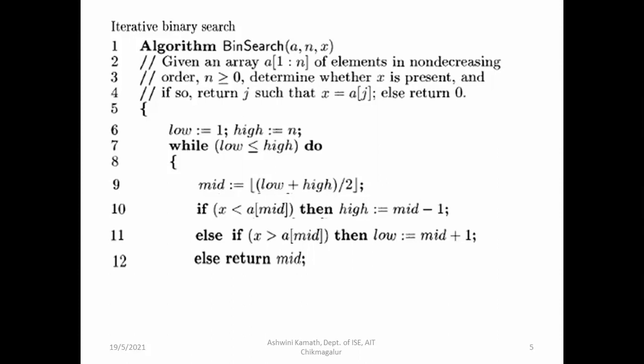This condition I need not check again, because I already have two conditions: one is less than, one is greater than. So the remaining condition is equal to, right? That will be taken in the else part. So if a of mid is equal to x, then return mid. Then close it. If it is an unsuccessful search, then return 0. So this is iterative binary search.